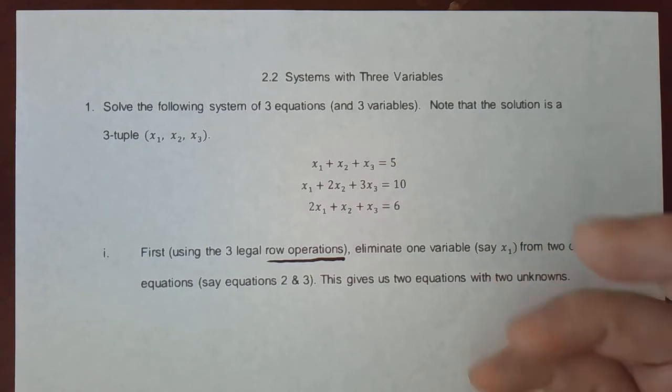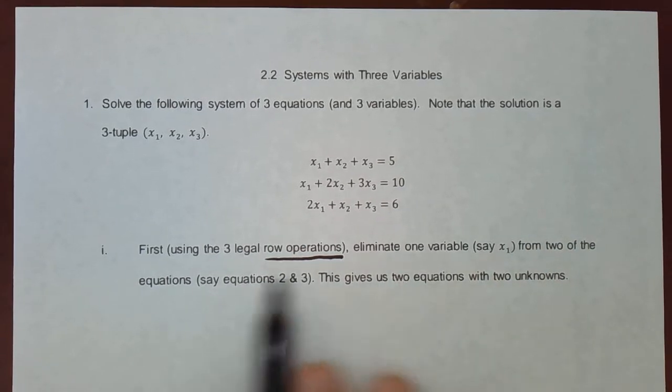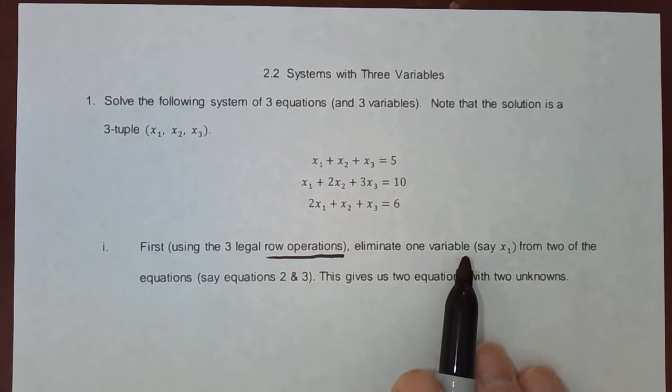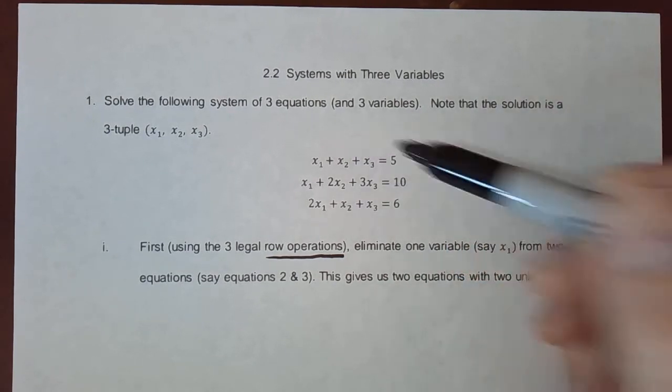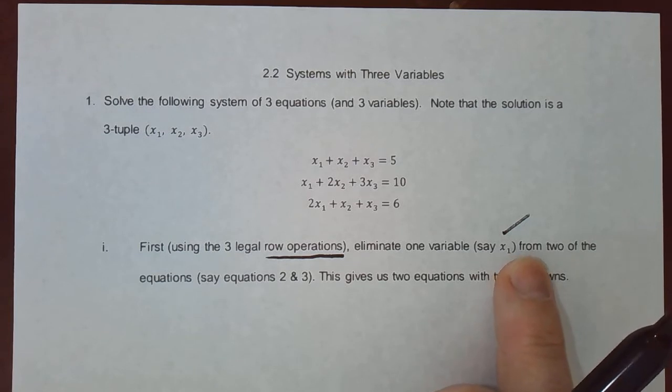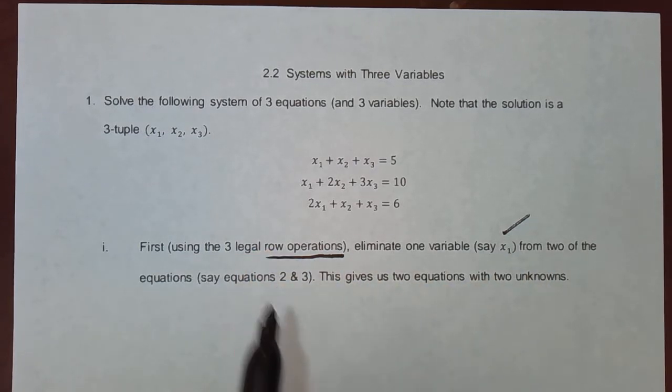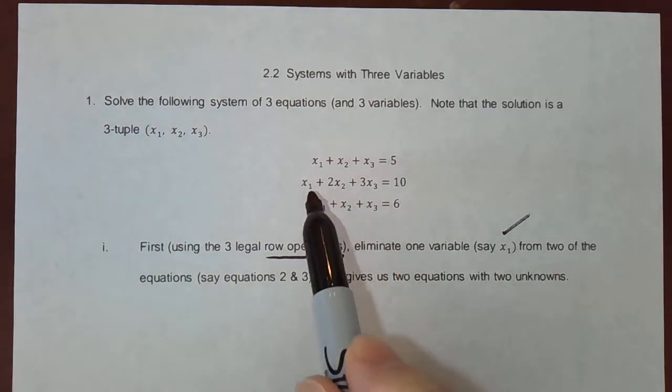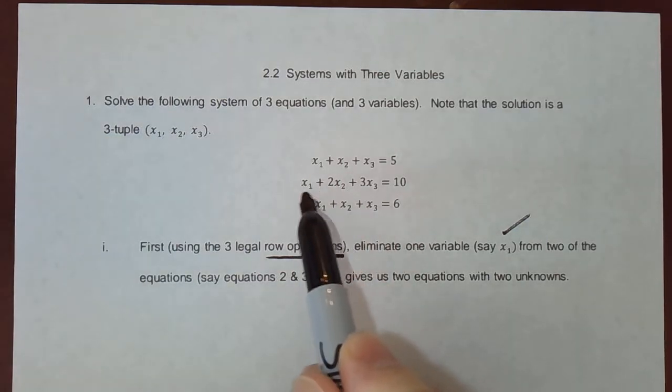Okay, so for this example, let's eliminate one variable. It doesn't matter if we choose x1, x2, or x3, but just as a suggestion, we'll use x1. And we're going to remove x1 from two of the equations using these legal row operations. That'll give us a system of two equations with two unknowns, and we'll solve it just like in the previous section.